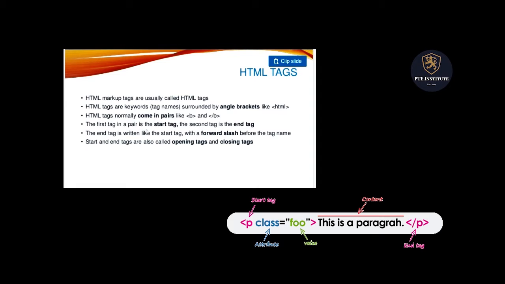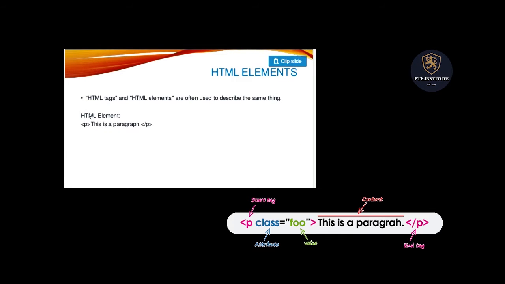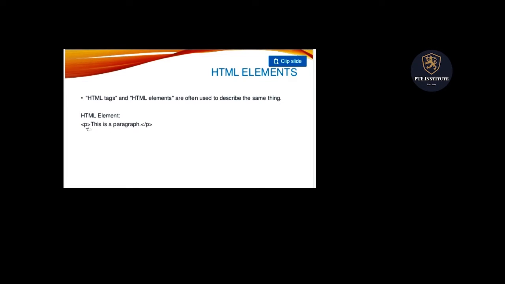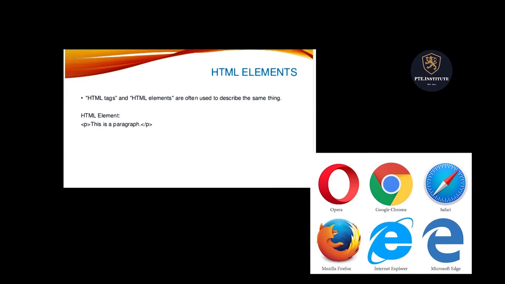The first tag in a pair is the start tag. So that is the starting tag. And the second tag is the end tag. So this is the ending tag. The end tag is written like the start tag, but the only difference is the forward slash before the tag name. Start and end tags are also called opening tags and closing tags. HTML tags and elements are often used to describe the same thing. For example, P is for paragraph, and closing P means the paragraph is ending there. So that's how we will be using HTML elements, or say tags.